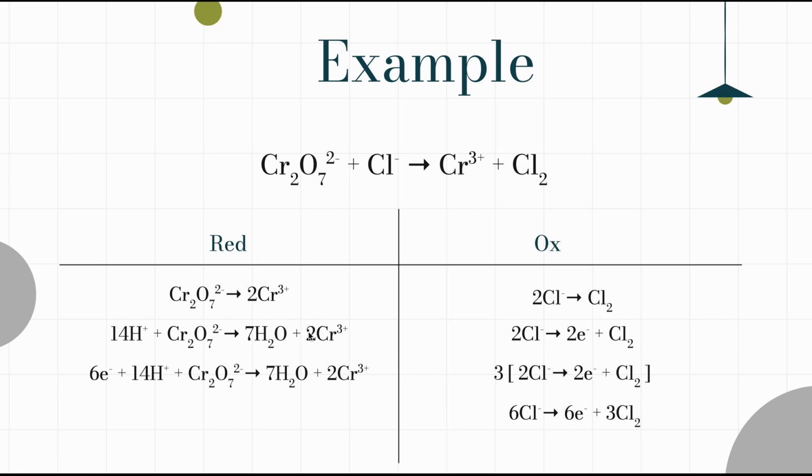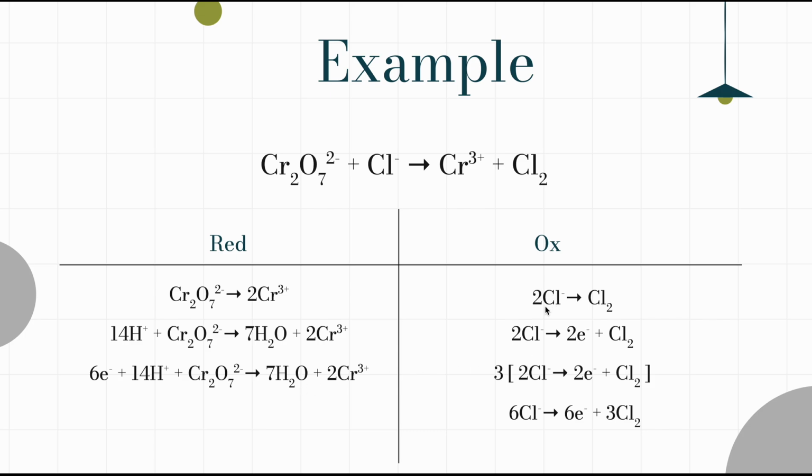So we must add 6 electrons on the reactants to balance out the charges, as now in this final half reaction, the reactants have a charge of 6+ and the products have a charge of 6+. Now we would do the same with the oxidation half reaction.